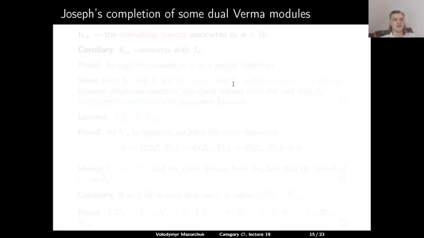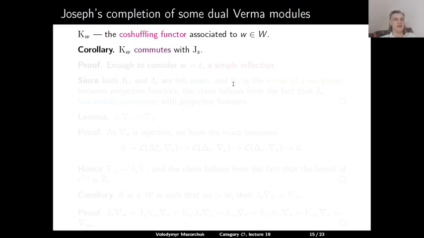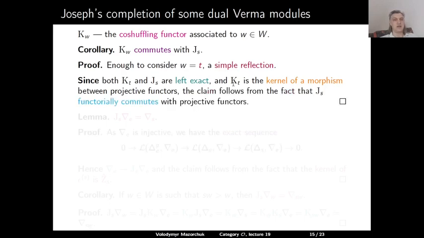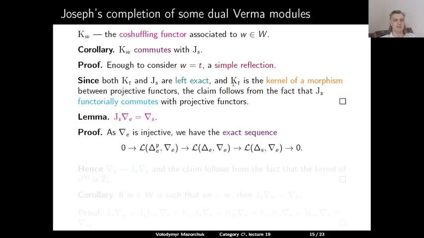Let us now compute Joseph's completion of some dual Verma modules. We denote by Kw the Koszul-Arkhipov functor associated to the element w in W. We claim that Kw commutes with JS for any w. Of course, it is enough to consider the case w equal to t, a simple reflection. Since both Kt and JS are left exact, and Kt is the kernel of a morphism between projective functors, the claim follows from the fact that JS functorially commutes with projective functors. Our next observation is that JS applied to nabla E is isomorphic to nabla S.